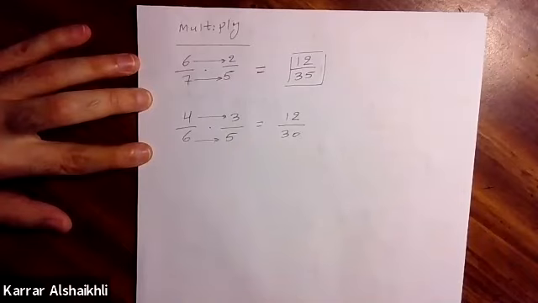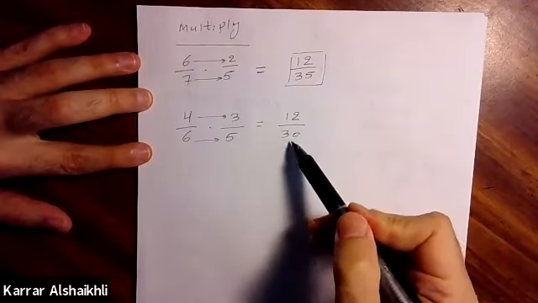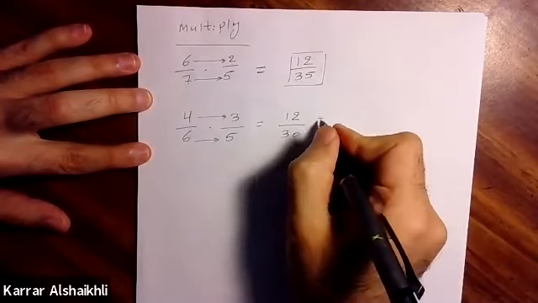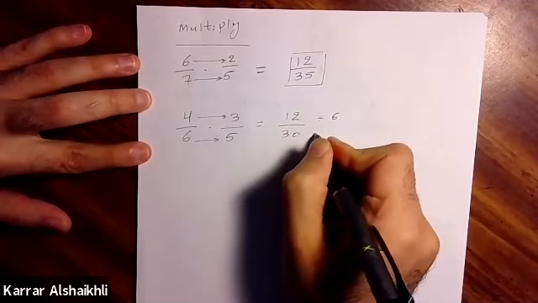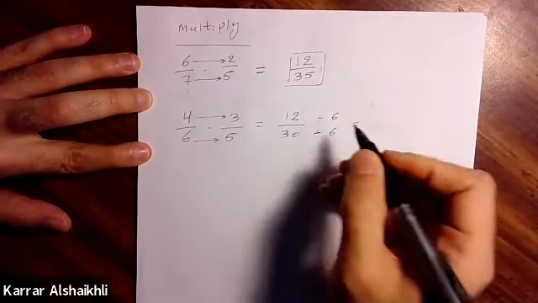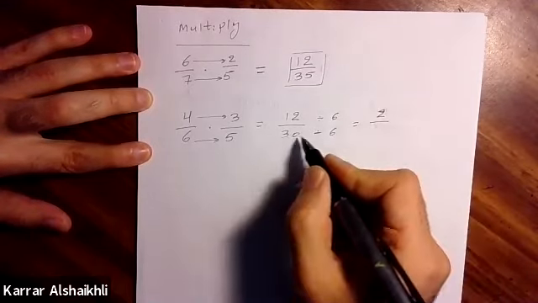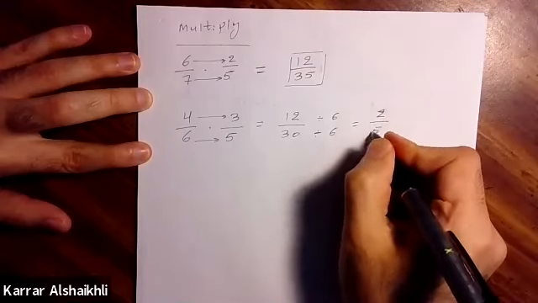You have to find a common number. If you can't find a common number, you can start dividing by 2, and the result you have by 3, and keep going. But the common number between 12 and 30 is 6, because I can divide 12 by 6, and I can divide 30 by 6. 12 divided by 6 is going to be 2, and 30 divided by 6 is going to be 5.